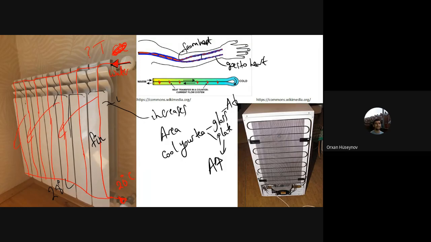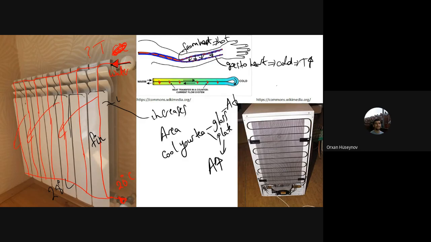The blood that comes from the heart is hot, and the blood that goes to the heart is cold because it has circulated in our body and lost its heat. What happens is that this hot blood is very close to the cold blood, so it gives off some of its heat to the cold blood. This cold blood increases its temperature, and that helps our heart work easily, because if it is cold, it is also dangerous for our body.